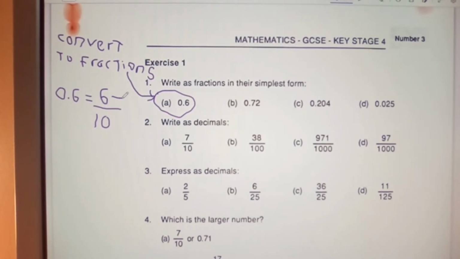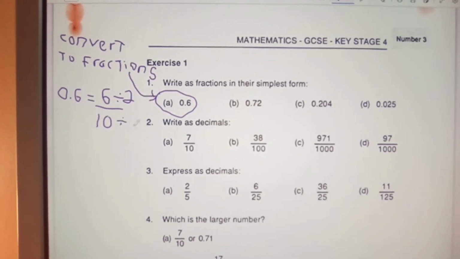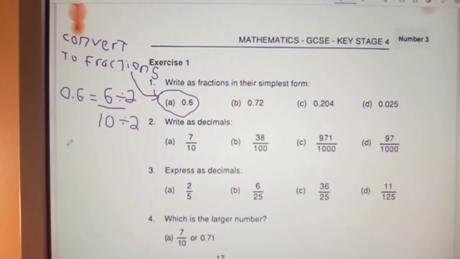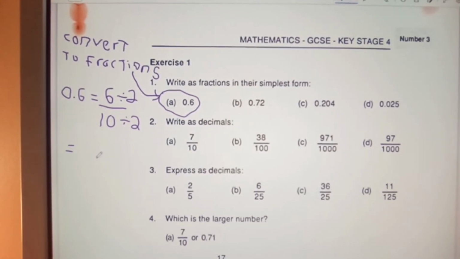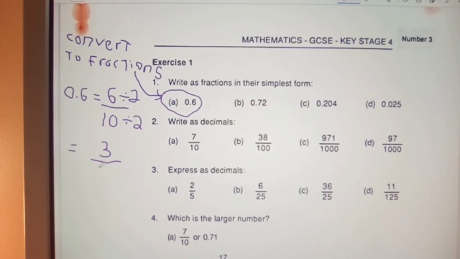Divide the top, and remember this is your division sign, okay, by 2. Okay, we divide the bottom also by 2, okay. Okay, that equals 6 divided by 2 equals 3 over 10 divided by 2 equals 5.